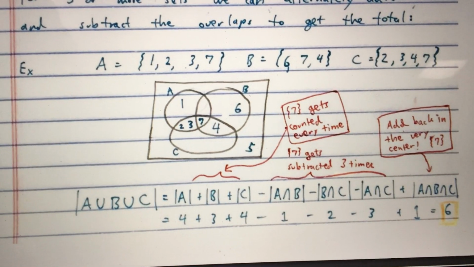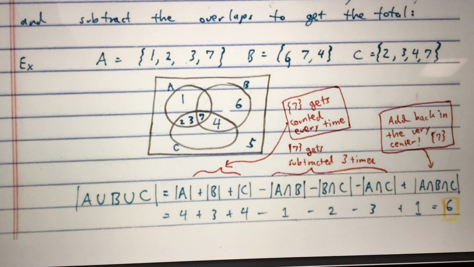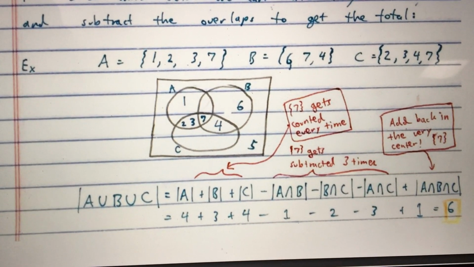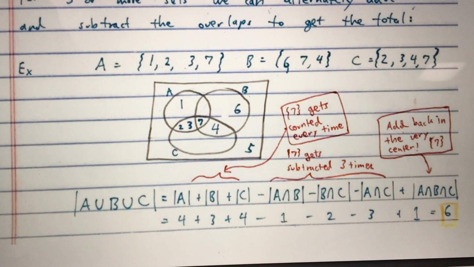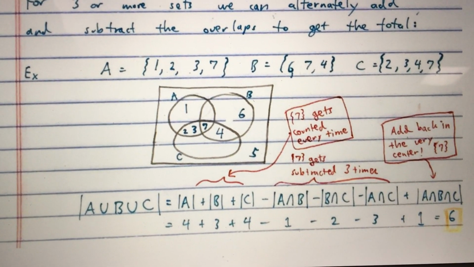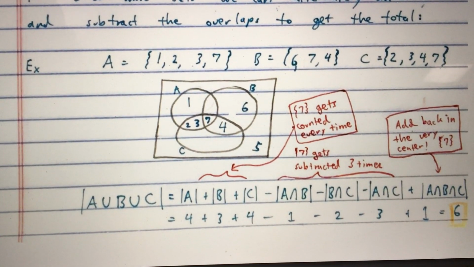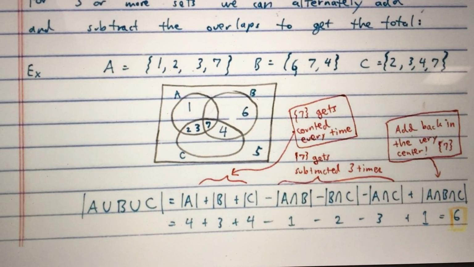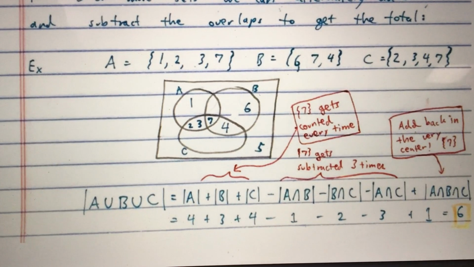So here's how you count them all up. A union B union C using the shortcut method. You first add together the numbers of items in each of the 3 sets, then subtract all 3 of the big intersections, then add back in the final triple intersection in the very center.